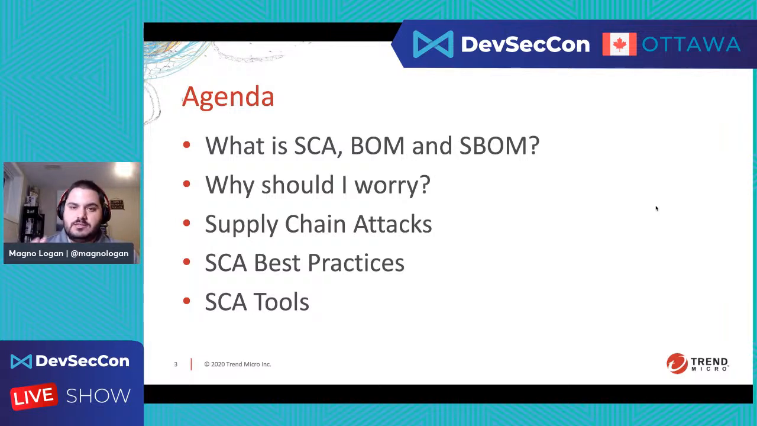And the agenda is an overview of software composition analysis. We're going to talk about what is SCA, what is a BOM or bill of materials, and what is a software bill of materials. What does that mean? Why should you worry about it, even if you're not in security? If you're a developer or a DevOps engineer, why should you worry about these things? Aren't dependencies and libraries more of a security problem? We're going to understand that in the next few slides.